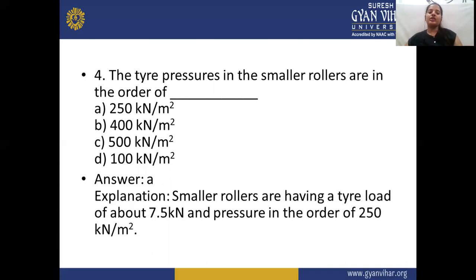So the answer is in the order of 250 kilonewton per meter square. For the explanation, smaller rollers are having a tire load of about 7.5 kilonewton and pressure in the order of 250 kilonewton per meter square. We have already learnt about the tire pressures that are used, which is ranging from 250 kilonewton per meter square.